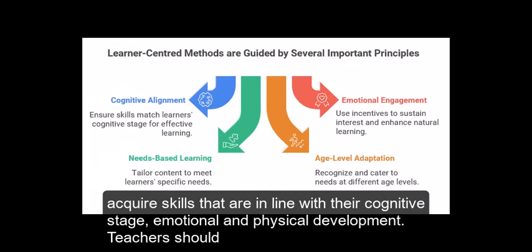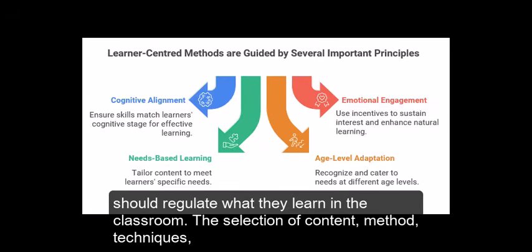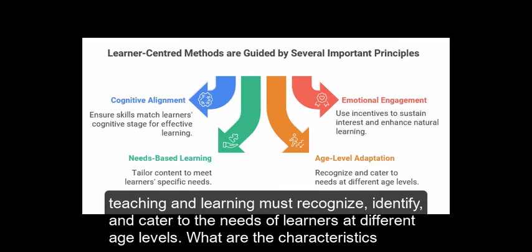Learners should acquire skills that are in line with their cognitive stage, emotional, and physical development. Teachers should use incentives and rewards to arouse and sustain learners' interests and enhance their natural learning. Learners' needs should regulate what they learn in the classroom. The selection of content, method, techniques, and strategies should be based on understanding the nature, needs, and interests of the learners. Effective teaching and learning must recognize, identify, and cater to the needs of learners at different age levels.